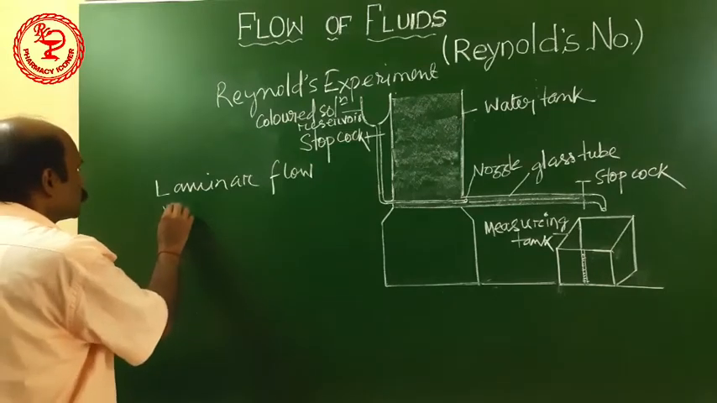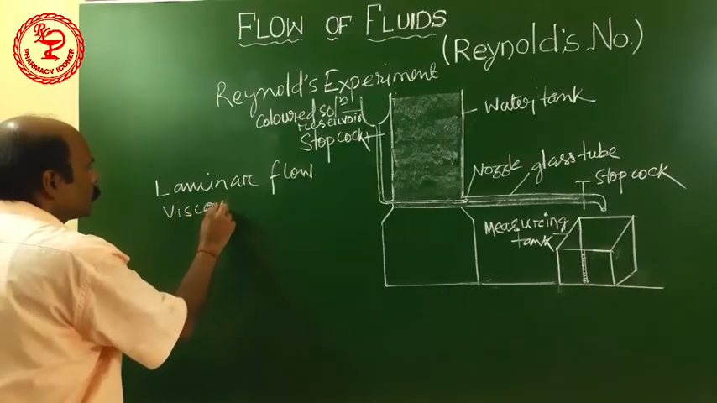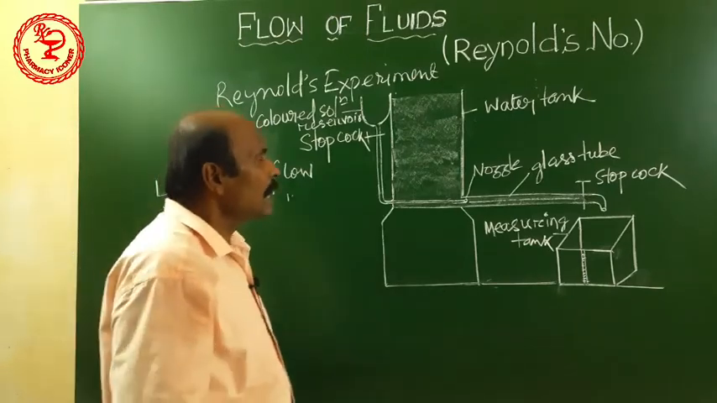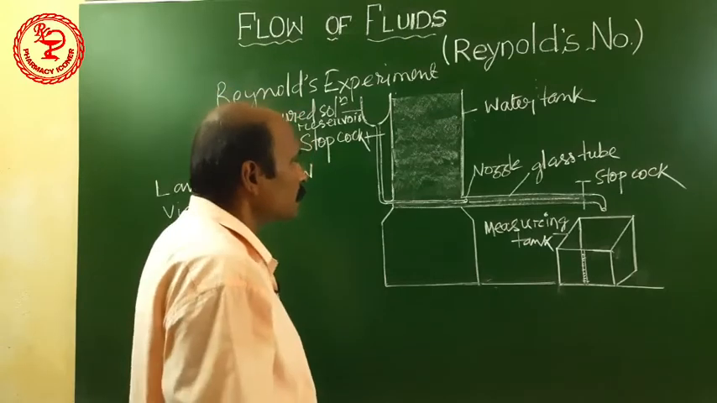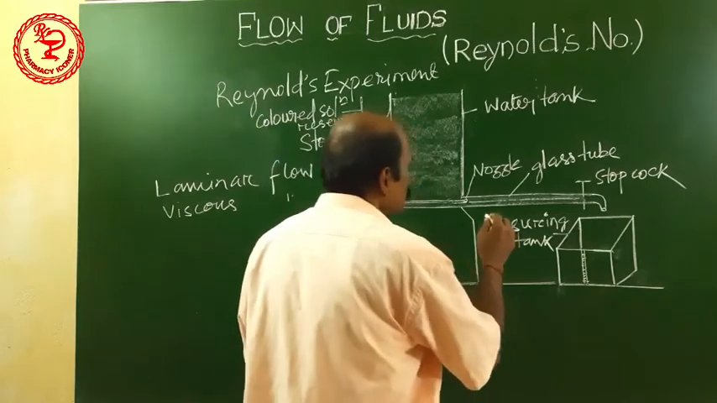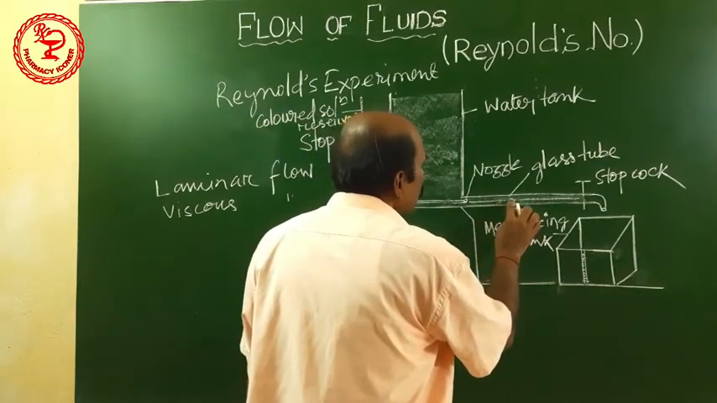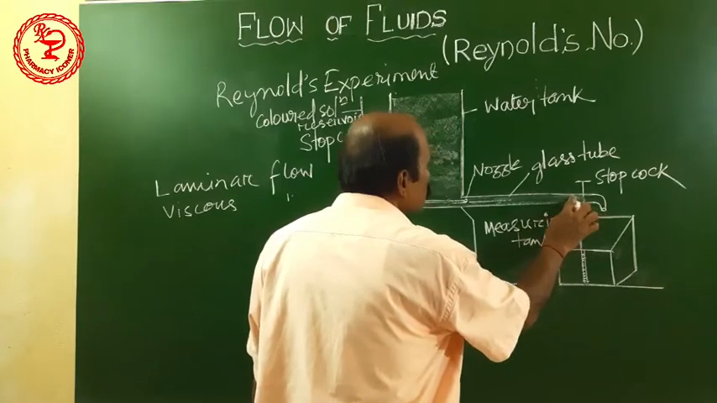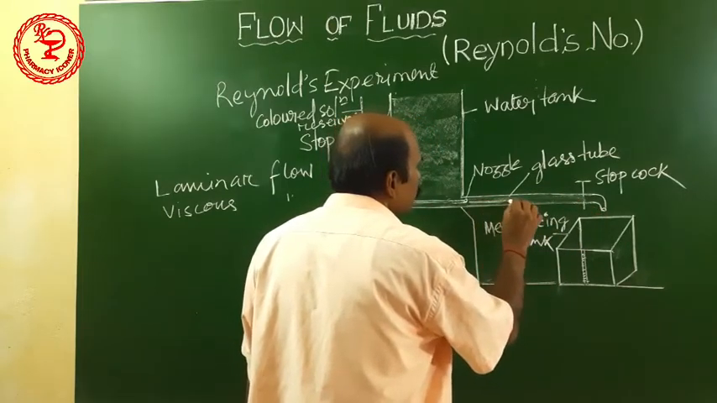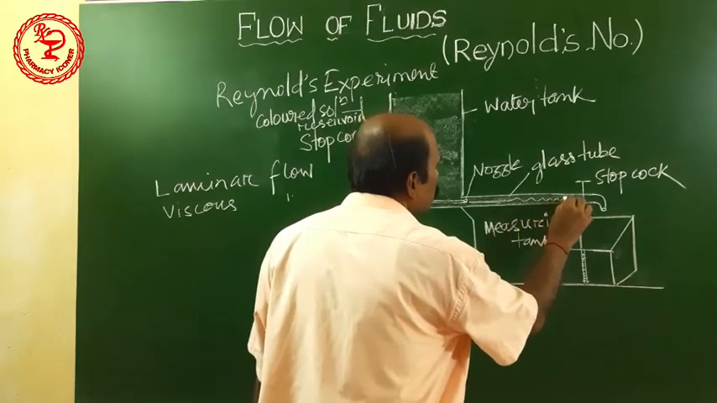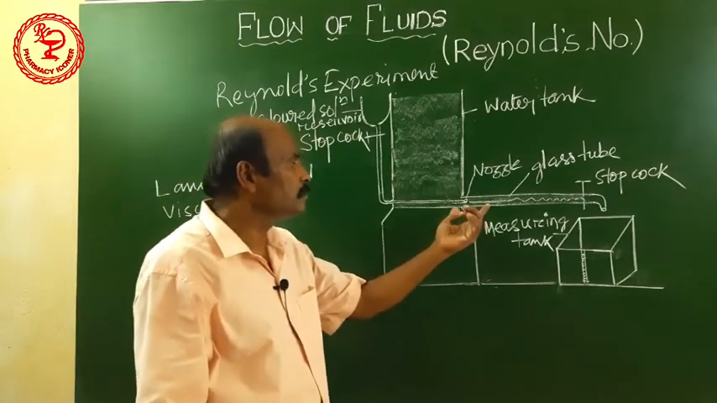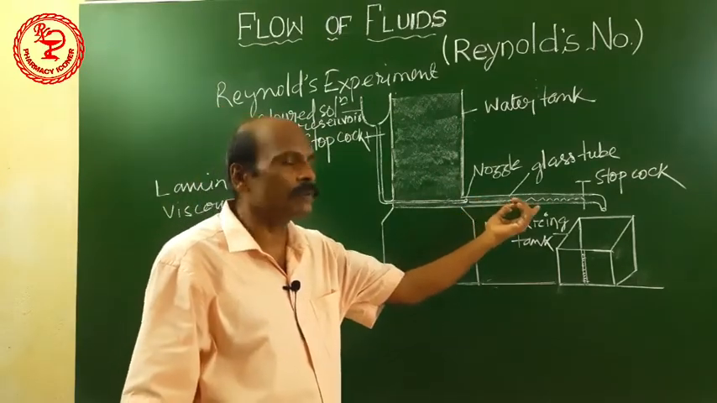or viscous flow. It is also called the streamline flow. Now if we increase the velocity of the fluid, then what will happen? At first it will move a certain range like a straight line, then it will be wavy. This is the mixture of laminar flow and turbulent flow.